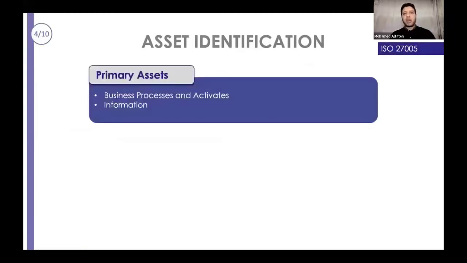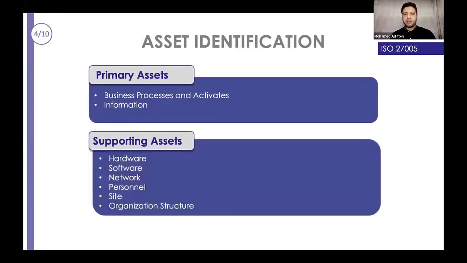Great. So the next section is asset identification. As per the ISO standard, there are two types of assets: primary assets and supporting assets. The primary assets are business processes and information assets. There are a number of other supporting assets. The recommendation here is to just focus on the primary assets. Don't waste your time identifying other options for the supporting assets.